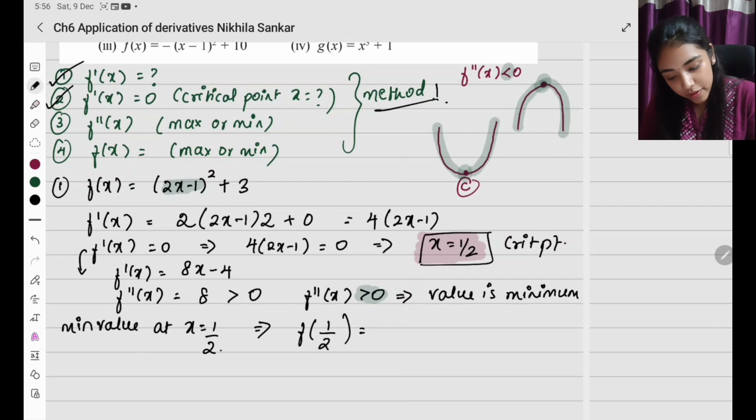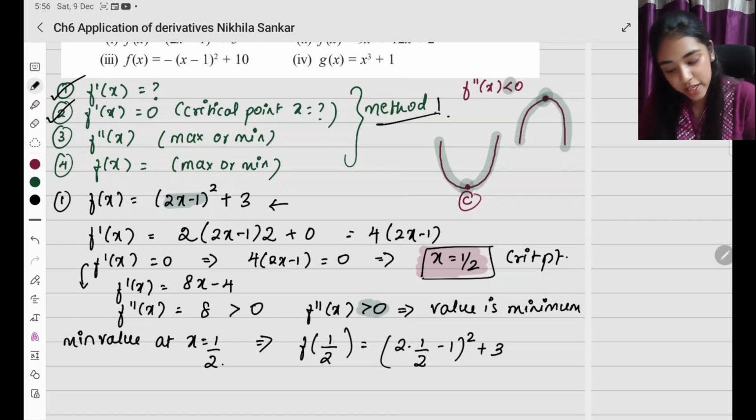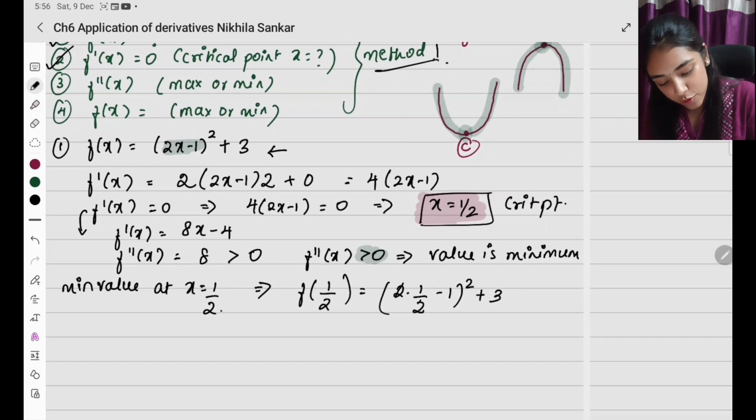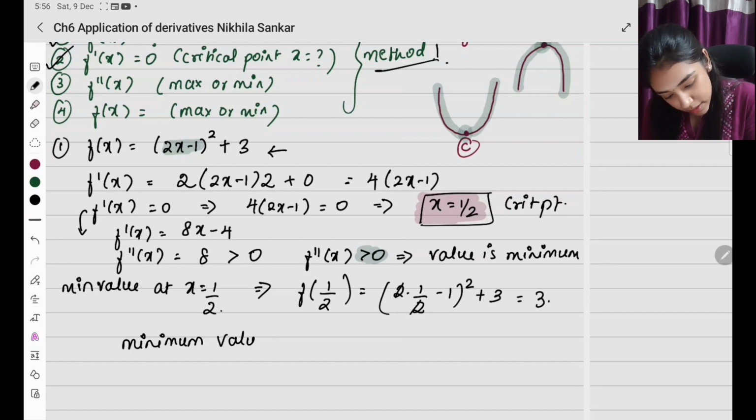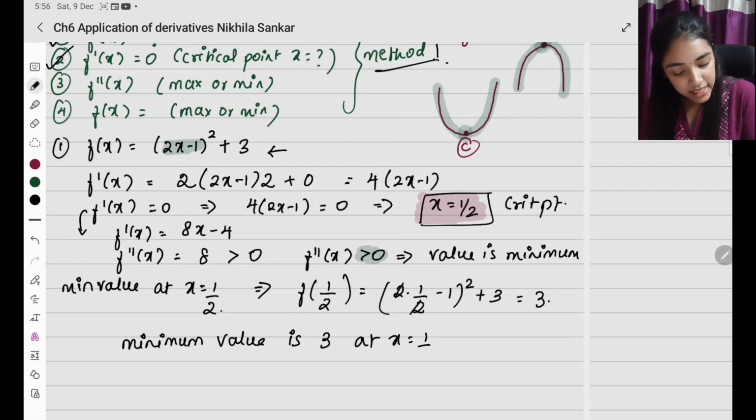So f of half is going to be, when I substitute, 2 times half minus 1 the whole square plus 3. F of x enna from here, 2x minus 1 the whole square plus 3. So when I substitute, this gets cancelled. 1 minus 1 is going to be 0 plus 3. So I have my minimum value is 3 at x equals half, and there is no maximum value for this question. ஏன்னா இந்த இடத்துல f double dash of x is greater than 0, which means you do not have a maximum value. Minimum value மட்டும் தான் இருக்கு. So this is method 1.